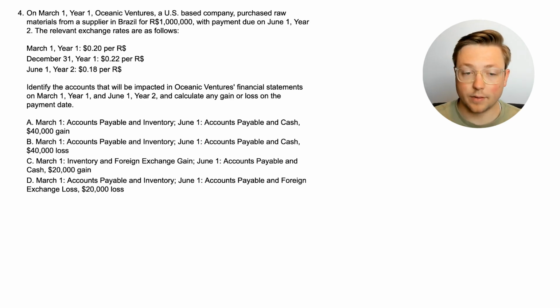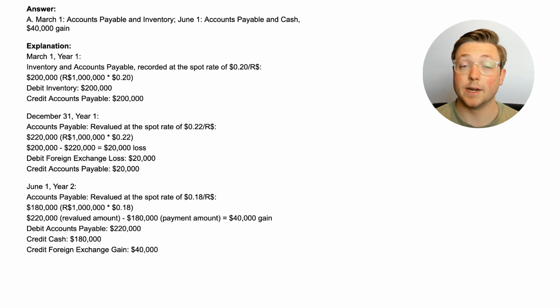So, after looking at all that together, we have to identify the accounts that will be impacted on March 1st, year 1, and June 1st, year 2, and we also have to calculate any gain or loss that happens on that payment date. So we've done this all before in the previous questions, but you have to think about the journal entries and think about what is the gain or loss that's going to happen on the payment date. But you have to walk through this whole thing. So pause the video, do all the calculations, and when you're ready, come back, we'll look at it together. All right, here's the answer.